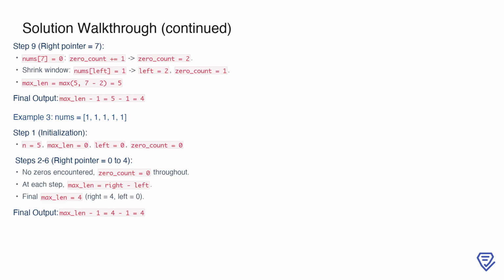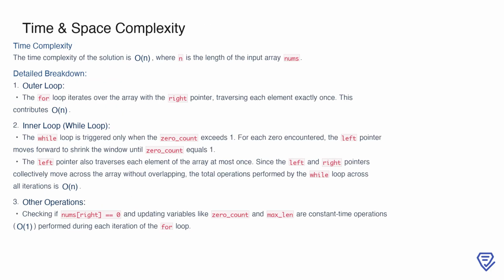Here, the array contains no zeros, so the entire array is already valid. We initialize n equals 5, max_len equals 0, left equals 0, and zero_count equals 0. As we iterate, no zeros are encountered, and the subarray length increases at each step. At the end, the maximum subarray length is 4, and subtracting 1 gives the final output as 4.